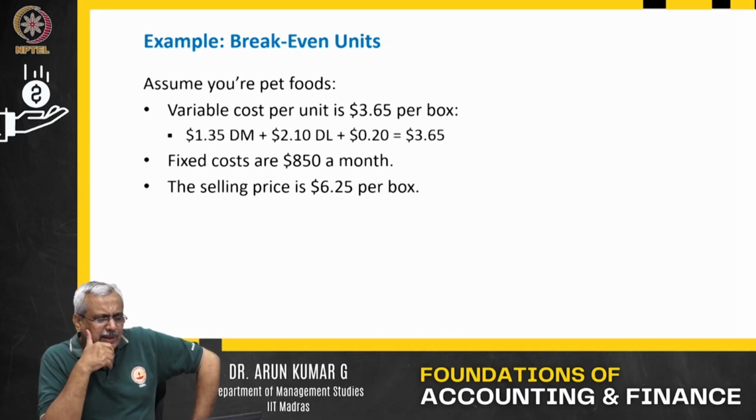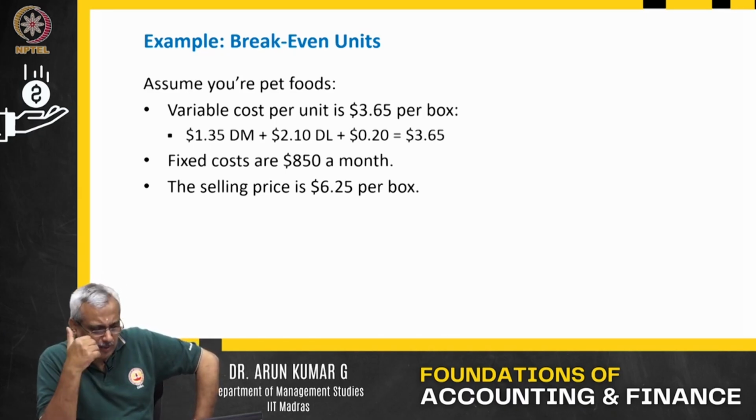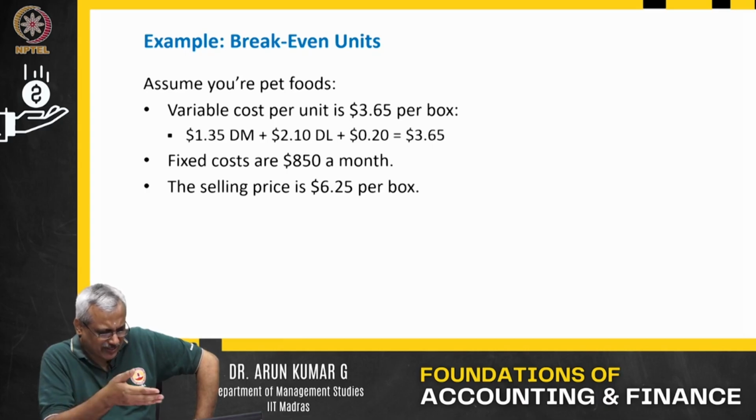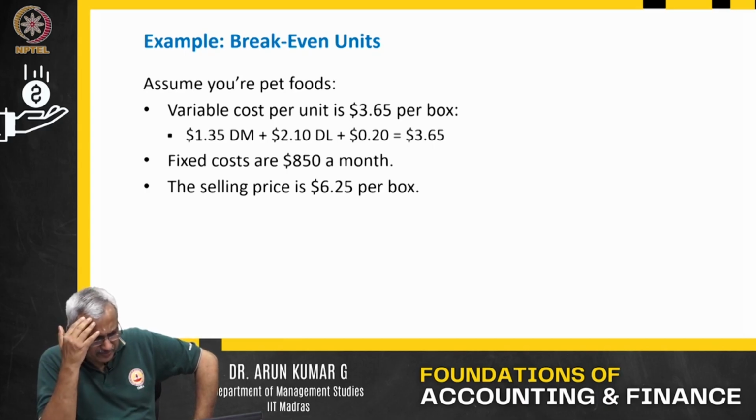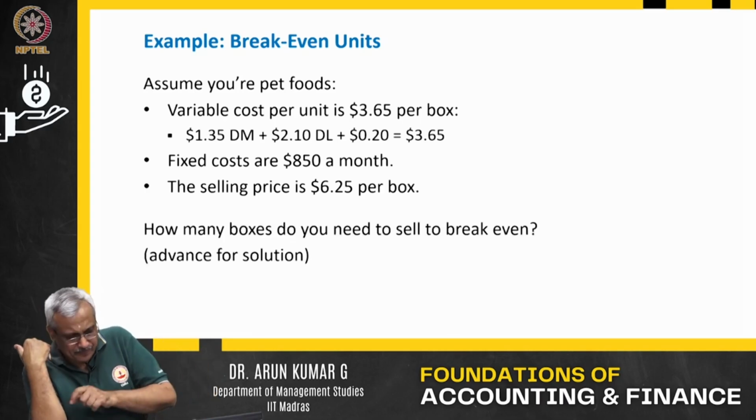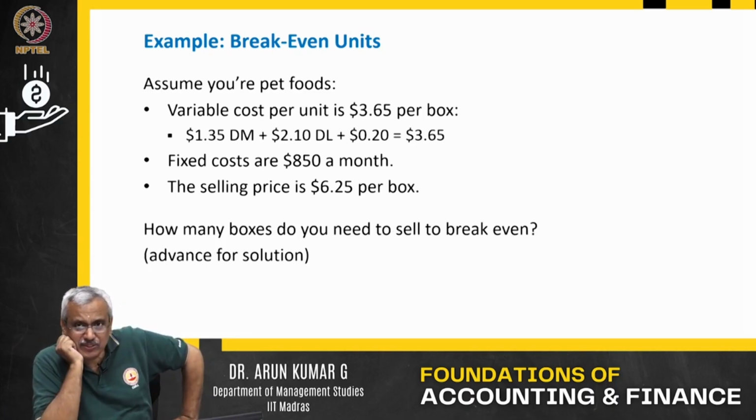You are looking at pet food. Your variable cost is $3.65 per box. That means 3.65 is 1.35 in the form of material, 2.1 in the form of direct labor, and 0.2 in the form of other aspects. Your fixed cost is $850 a month. Your selling price is $6.25 per box. How many boxes do you need to break even?